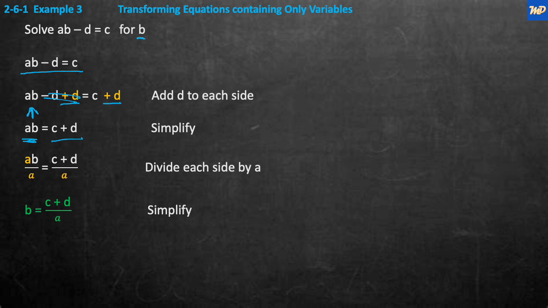This a times b is equal to c plus d because we added the d to the c. Now we want to solve for b, so we have to get rid of the coefficient a in the ab term. To do that, we're going to divide both sides by a. We divide the left-hand side by a and the right-hand side by a, and the a's cancel. And we get b equals c plus d divided by a. Okay, good enough? Okay, let's move on.